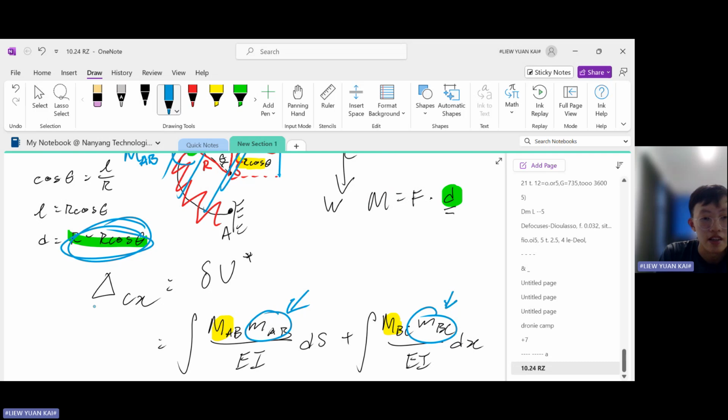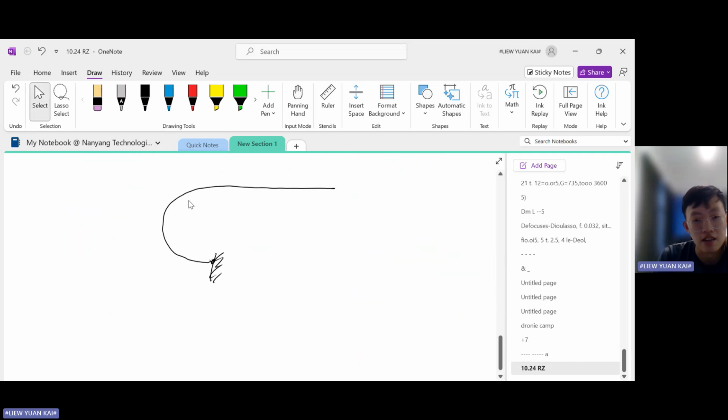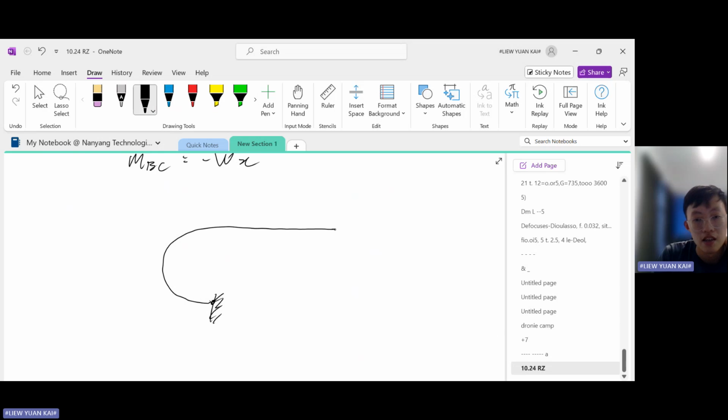So remember, we are finding delta Cx, right? Delta Cx is the horizontal deflection at the point C. If I want to find the horizontal deflection at the point C, I must apply a horizontal unit load at point C. So I'm going to draw a horizontal unit load like this with 1 Newton of magnitude. It could be left, it could be right, it doesn't matter. So for the sake of discussion, let's go for left.